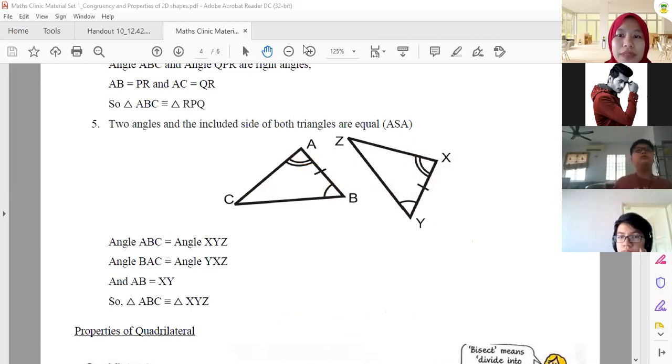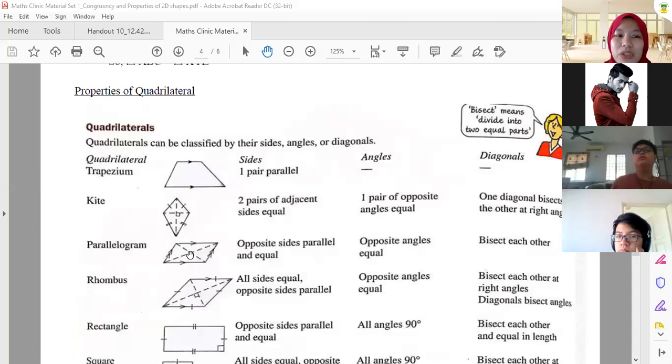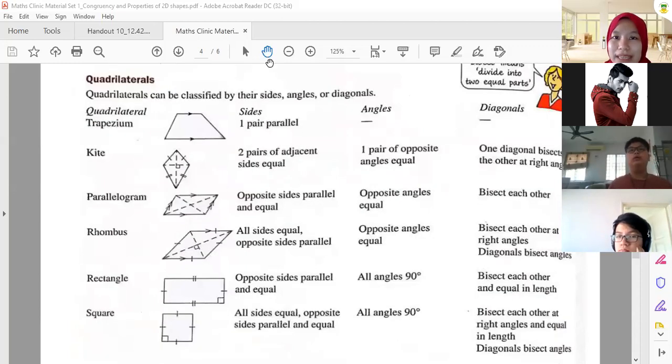Now let's go to properties of quadrilateral. Someone asked in the beginning of the class, teacher, what is a quadrilateral? So this is a quadrilateral. It is a four-sided shape. 1, 2, 3, 4. Can you see? All four-sided shapes, and their properties are different from each other.